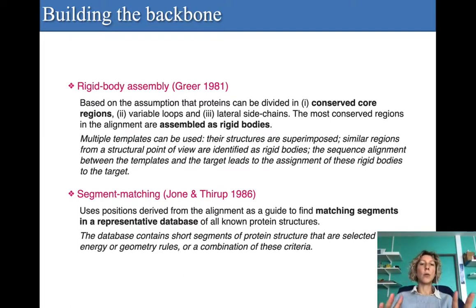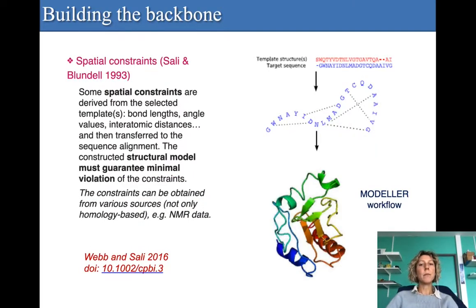Okay, so there is always this choice that you have to make between an ab initio construction and a construction that is based on what is found in databases of structures. So a very popular method is Modeller, which was developed in the 90s, where you have spatial constraints that are derived from the 3D structure of the selected templates, and thanks to the alignment, you just impose them on your query protein. They are transferred through the sequence alignments, and so the structural model that you will obtain guarantees minimal violation of the constraints, and it's a global optimization. So globally, there are minimal violations.